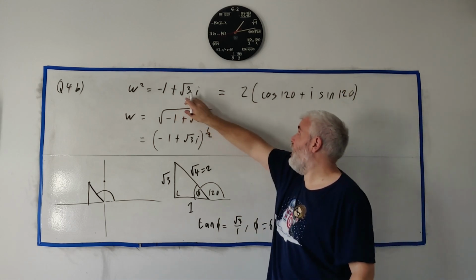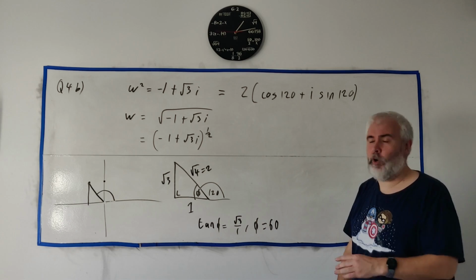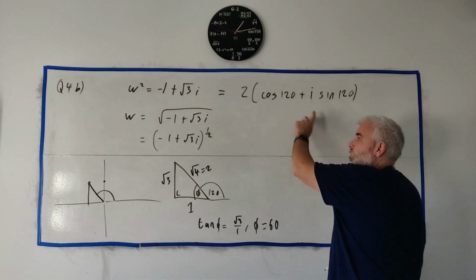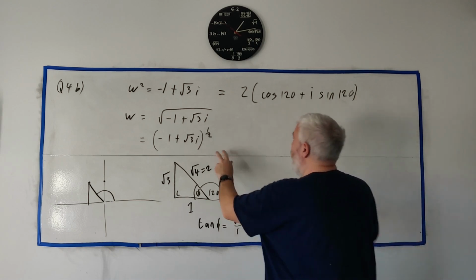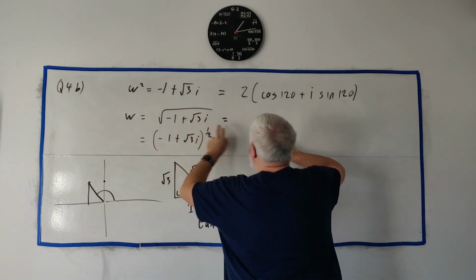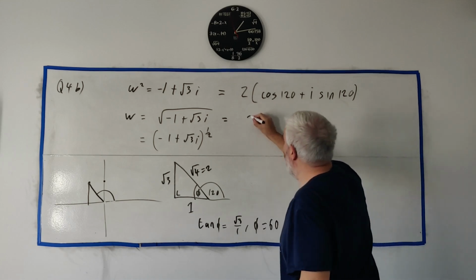Instead of this way, I can write it this way. It looks a lot longer, it looks a lot more complicated, but it's so much easier for powers because of De Moivre's theorem. So if I want to get w here, it's equal to this guy. Let me just write it again.